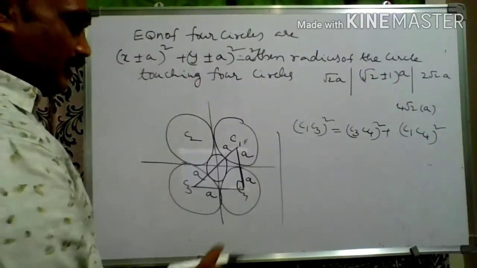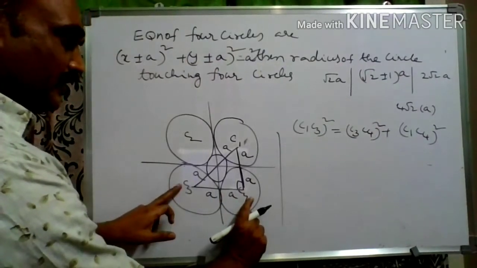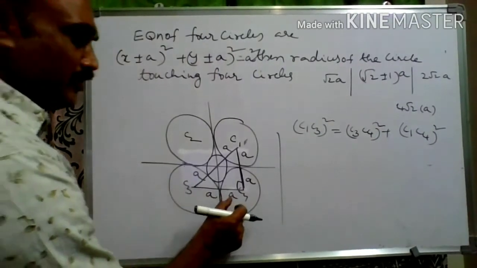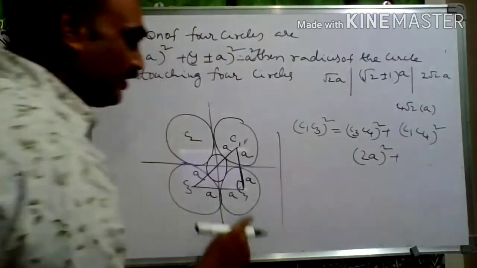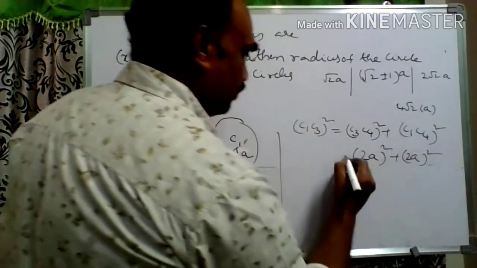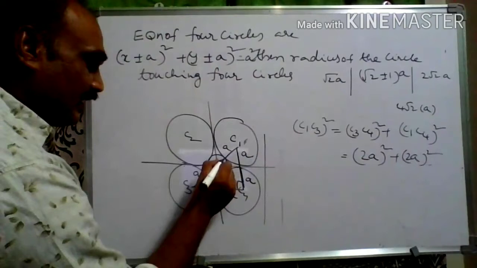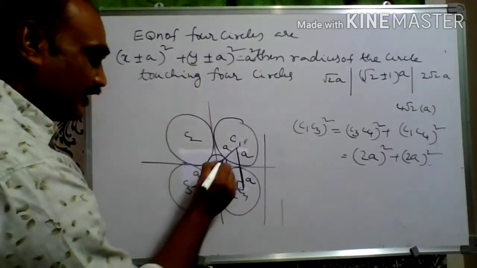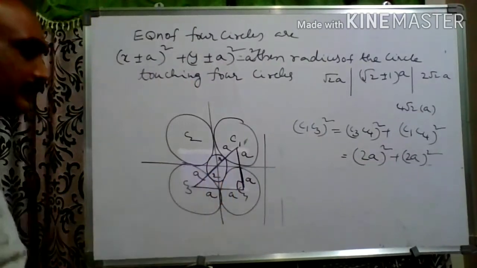Students, C1 C what? And what is C3 C4? C3 C4 is 2a, this is 2a whole square. C1 C4 is also 2a whole square. What is C1 C3? Here we calculate the radius of the required circle. Suppose this is R, this is also R.